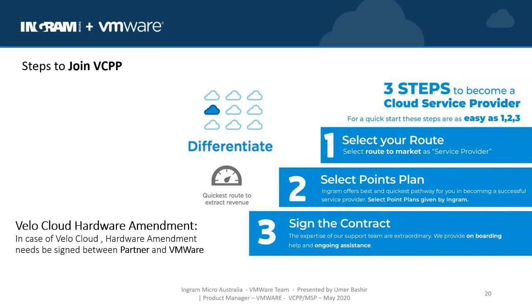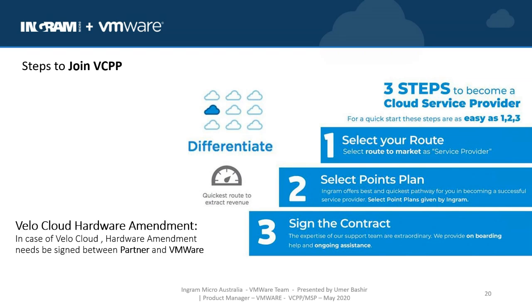So talking about how you can join this program, it's a very simple process, just as easy as 1, 2, 3. You select the route you want to go to, and what I mean by route, you need to define whether you want to go the rental model, which is a consumption-based model, or you want to go an MSP model, which is a dollar-based commitment model. You select that. You define the point plan if you're in the rental model. You define the dollar-based commitment if you're on the MSP model, and sign up the contract.